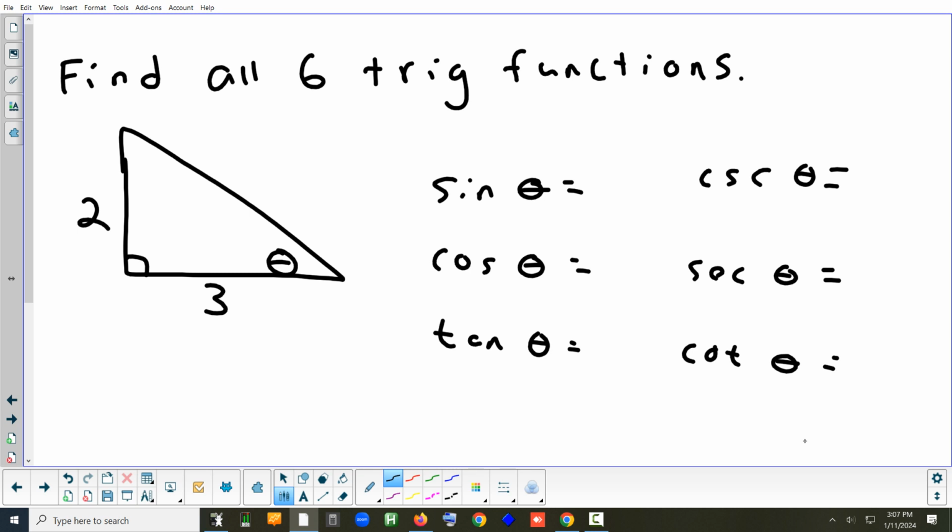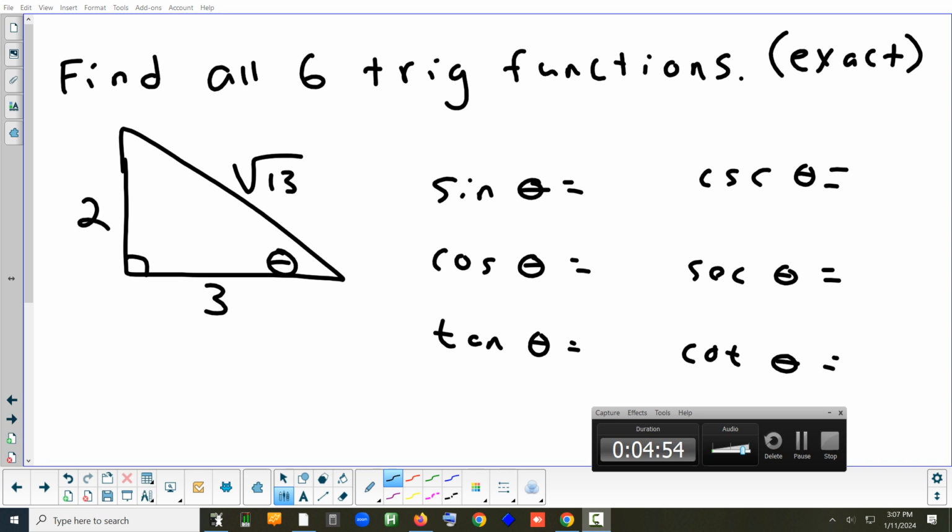When we do this, it's going to want exact answers, so no decimals. What would this hypotenuse be as an exact answer? The square root of 13. Yep. This side is 3 squared is 9, 2 squared is 4. 9 plus 4 gives you 13, and then you take the square root. Now we're ready to write all 6 trig functions.